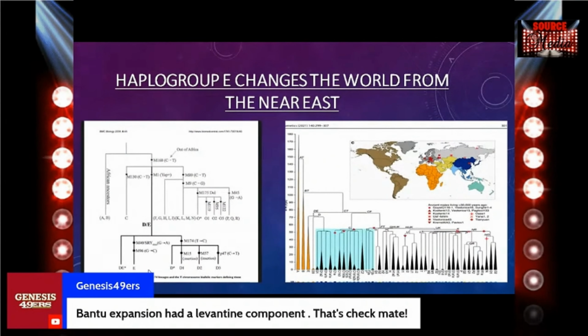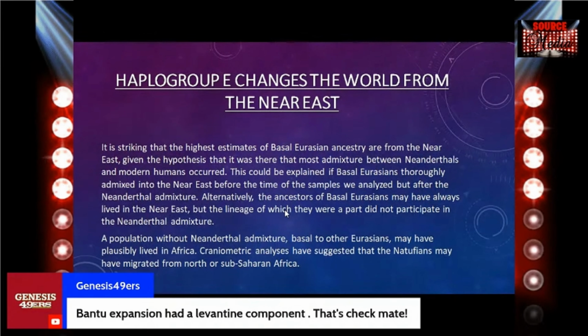Now, again, these are charts that I've shown before, but I love to hammer in that even scholars say the Paleo-Africans are A and B. They are not E. E falls into the out of Africa lineages or the Eurasian lineages. All right, still on the haplogroup E, changing it.